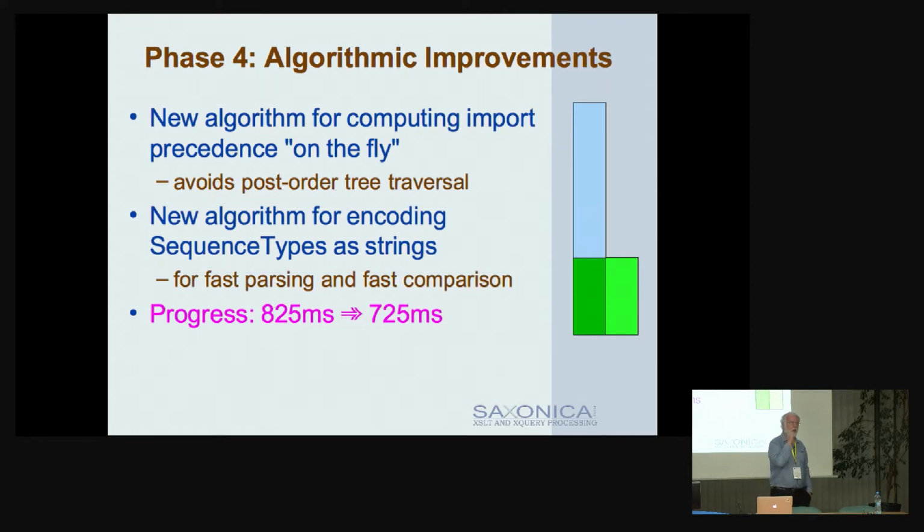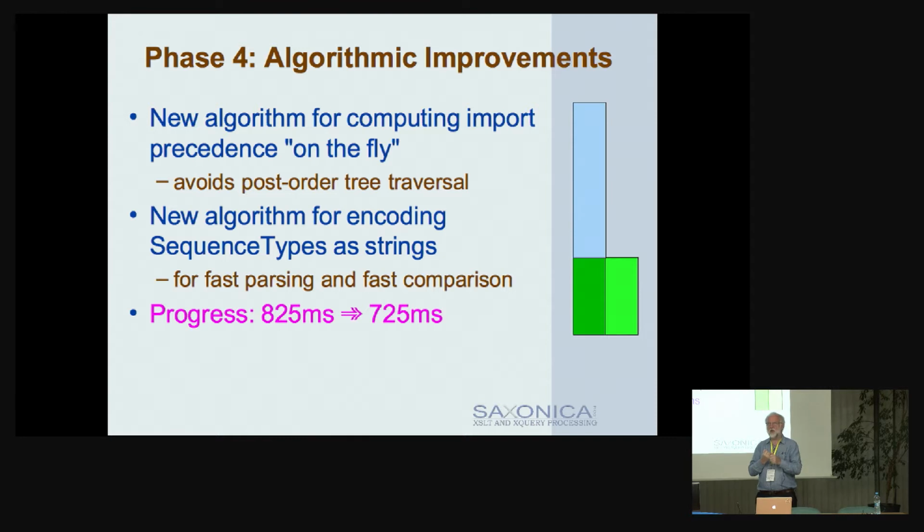In Phase 4, we looked quite hard at a couple of the serious algorithms we're using. You've got to stand back and think radically; it's very easy to get bogged down in detail with performance. There were two important algorithms that were leading to a lot of cost. One was the cost of computing import precedence.